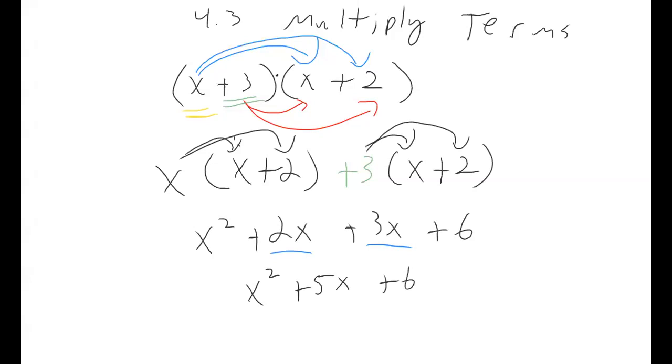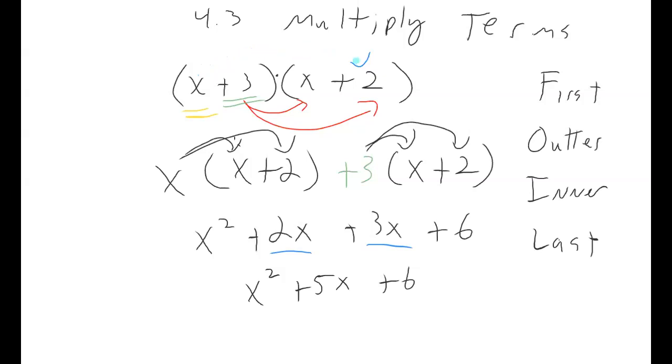Now for you all, although I wonder what FOIL was, in case you don't remember it, FOIL means first, outer, inner, last. And basically, let me clean up my arrows in the first thing, and I'll show you FOIL by colors to show you that we just basically did FOIL by what we did.